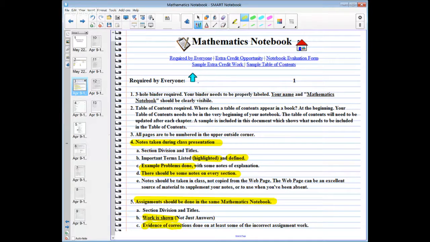So actually a notebook shouldn't be completely neat. It should have these add-ons, these notes that you make afterwards. That to me is beautiful. Okay.